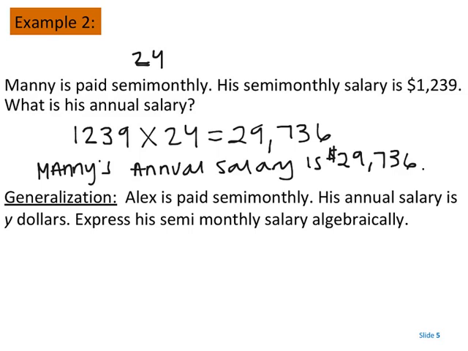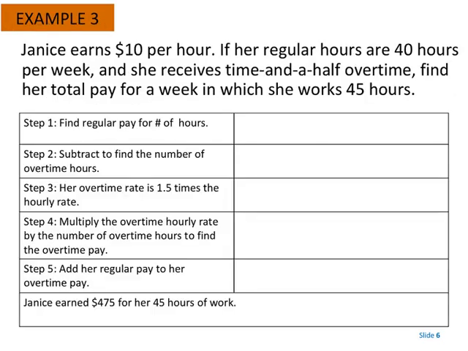In order to generalize that, Alex is paid semi-monthly, and his annual salary is Y dollars. We want to express his semi-monthly salary algebraically. So we would have Y dollars, and we're going to divide by the 24. You guys would do this anyways. If you got a salary, you would just divide it by the number of times you get paid and see how much each paycheck is going to be.